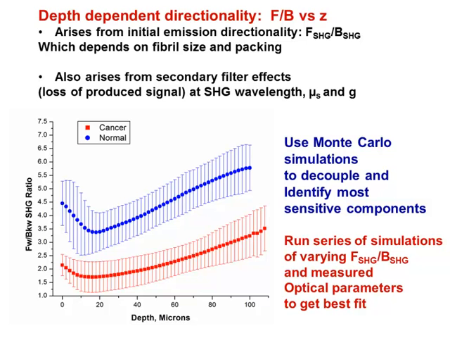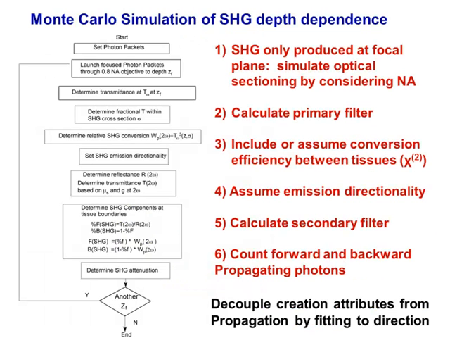Okay, so having this, we have a simulation approach where we vary the submitted forward-backward ratio and then extract the measured optical parameters to get the best fit. To do this, we borrow the MCML formalism from Lihong Wang and Steve Jacques. Then we added the components that we need for SHG. In their formalism, that was basically a plane wave, so we introduce a factor that simulates optical sectioning by considering the numerical aperture.